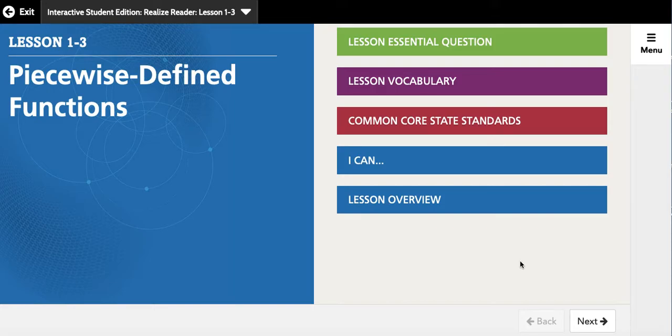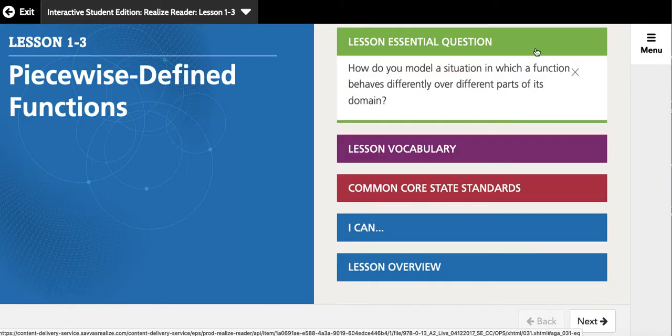Hello Algebra 2 students. This is the first video for lesson 1.3, for example 1. Since it's the first one, let's see what the essential question is for this section. How do you model a situation in which a function behaves differently over different parts of its domain?